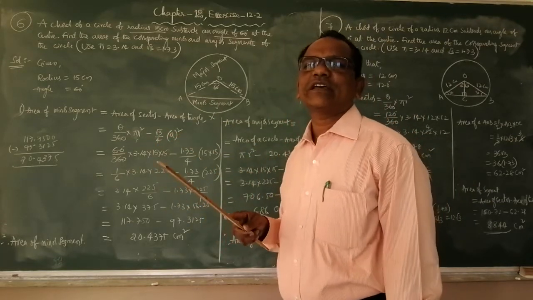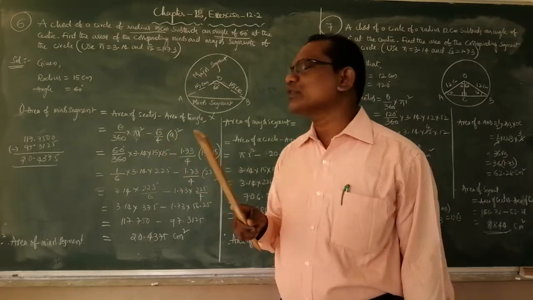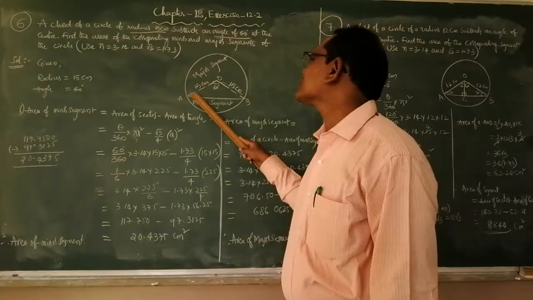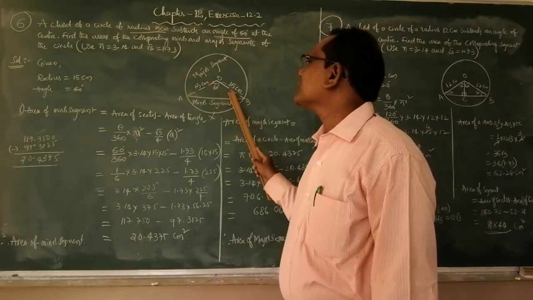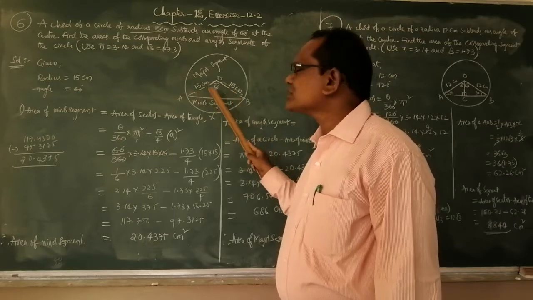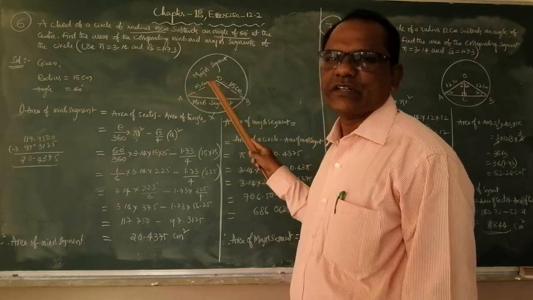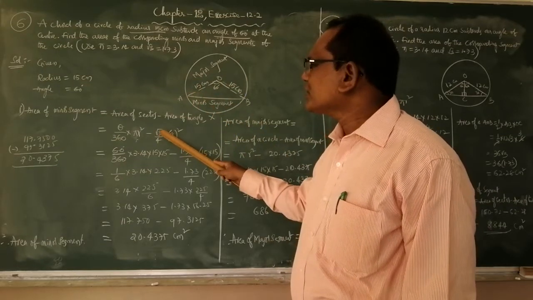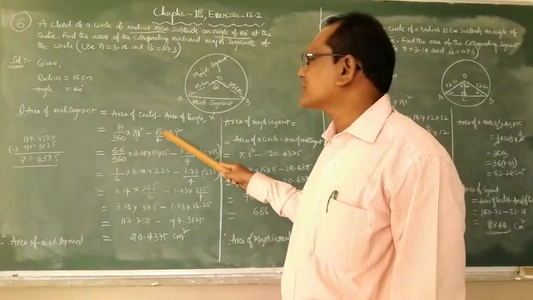Sir, why are you writing the area of an equilateral triangle, root 3 by 4 a square? Because your angle is 60 degrees here, here also 60, here also 60. Why? Because the opposite sides are equal, so all the angles are equal. So it is 60, 60, 60; 3 into 60 equals 180. Therefore it is an equilateral triangle. Area of equilateral triangle is root 3 by 4 a square.